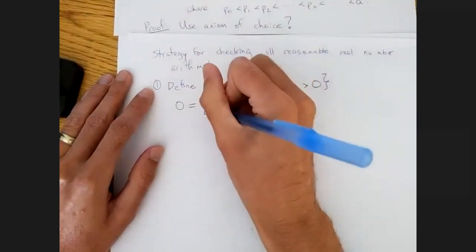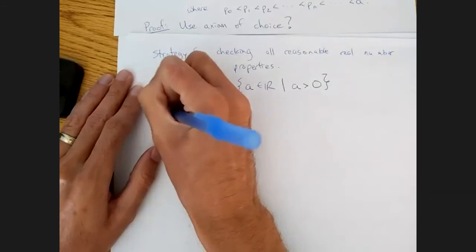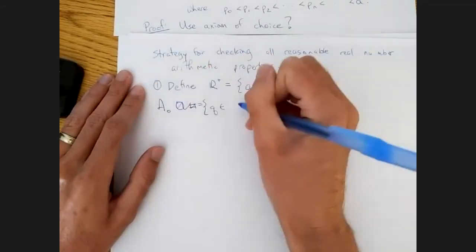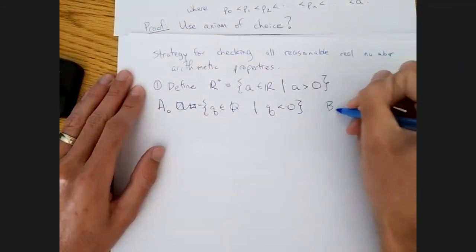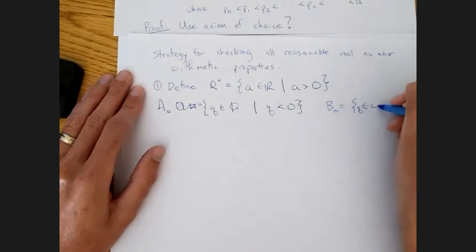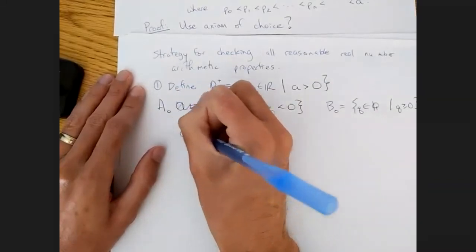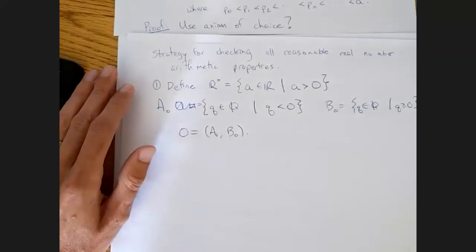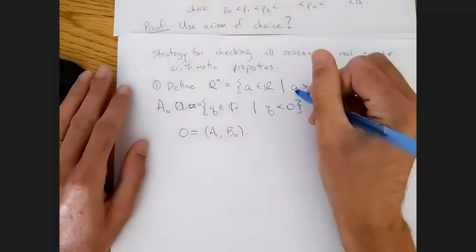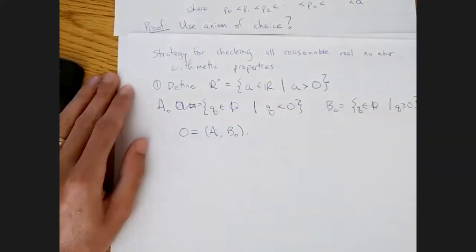So there's all those rational numbers Q. You take A sub zero to be all the rational numbers that are strictly less than zero, and call B sub zero all the rational numbers greater than or equal to zero. Then you define the real number zero to be A sub zero, B sub zero. And then you take all the Dedekind cuts which are greater than this Dedekind cut, and call that the positive real numbers.